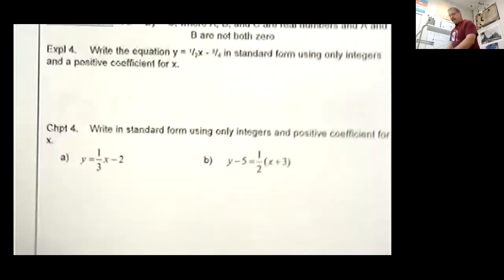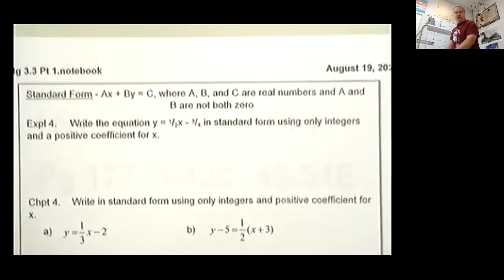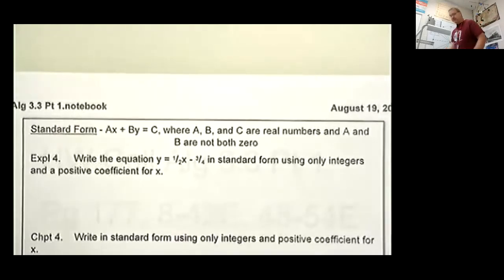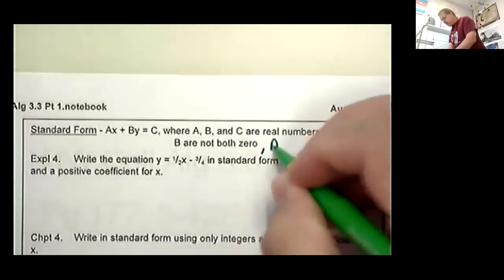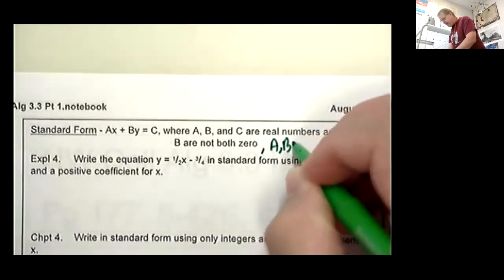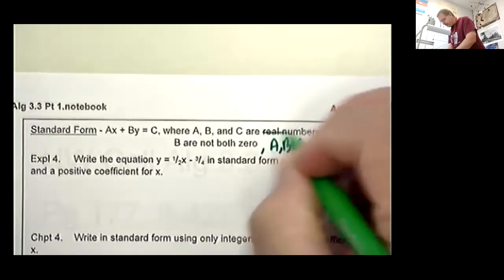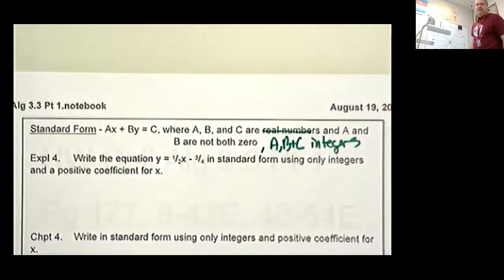Next up is standard form. This is our second form of a linear equation. And this is the form that we were just solving with. Standard form is the form ax plus by equals c, where a, b, and c are real numbers, and a and b are not both 0. And in fact, we want a, b, and c to be integers instead of real numbers.